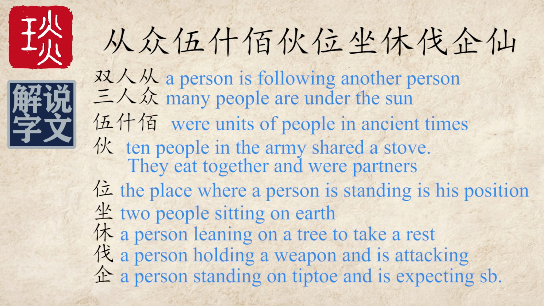The next group are actions of human. 坐 2 people sitting on earth. 休 a person leaning on a tree to take a rest. 伐 a person holding a weapon and is attacking. 企 a person standing on tiptoe and is expecting someone. Finally, 仙 a person hidden in a mountain. 神仙 deity.